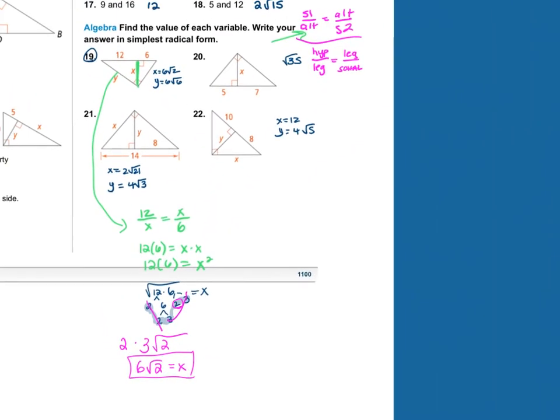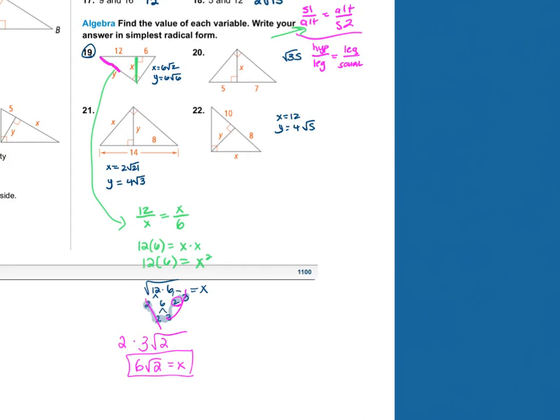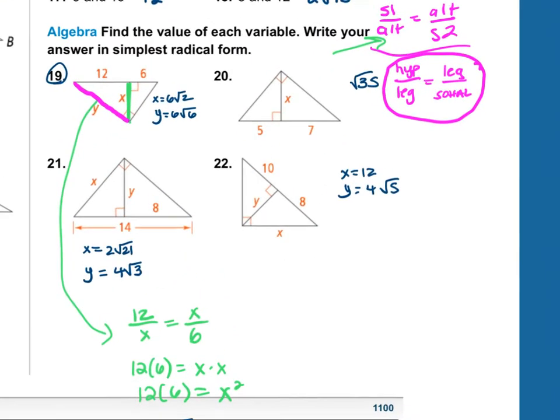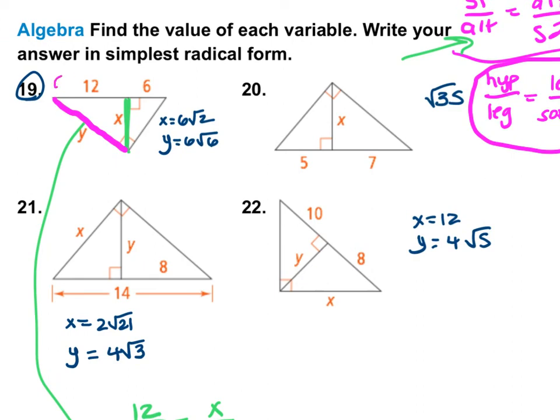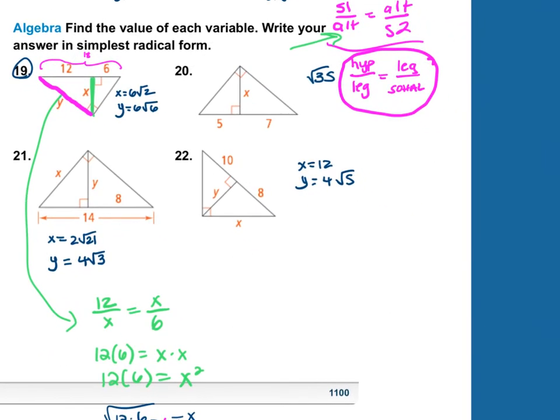Then I want to solve for y. Y in this big triangle is what? Hypotenuse, altitude, or leg? It's a leg, right? So I'm going to use the second proportion, which says hypotenuse. And when you say hypotenuse, you're talking about the hypotenuse of the big triangle. So I have to add the 12 and the 6 to get that. So I would do 18 over the leg, which is y, equals the leg, which is y, over the segment of the hypotenuse adjacent to the leg.